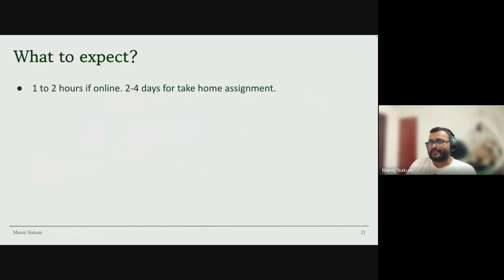Now, what can you expect? This round typically, if it is online, spans between 1 hour to 2 hours. And if it is offline, they will give you the whole details as a PRD, PDF, or PPT, and they might ask you to submit it in 2 to 4 days. These rounds are typically led by the lead designer, the team lead.